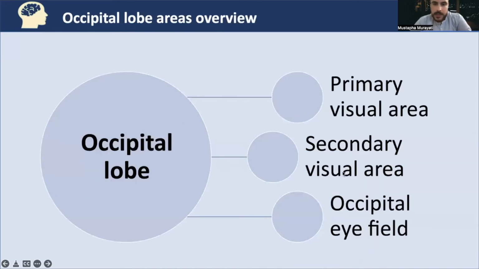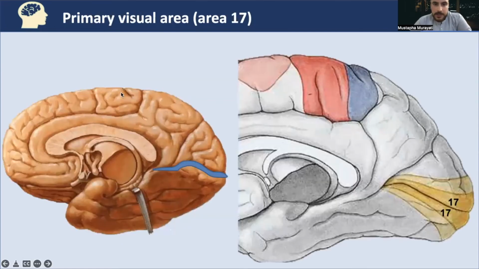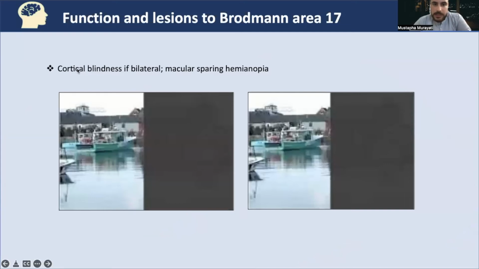In the occipital lobe, we have three main functional areas: the primary visual area, the secondary visual area, and the occipital eye field. The primary visual area, which is area 17, lies on both sides of the calcarine sulcus. So this is the calcarine sulcus. On the upper and lower parts of it, we have the primary visual field. Any lesion over there may cause cortical blindness in the contralateral side of vision.